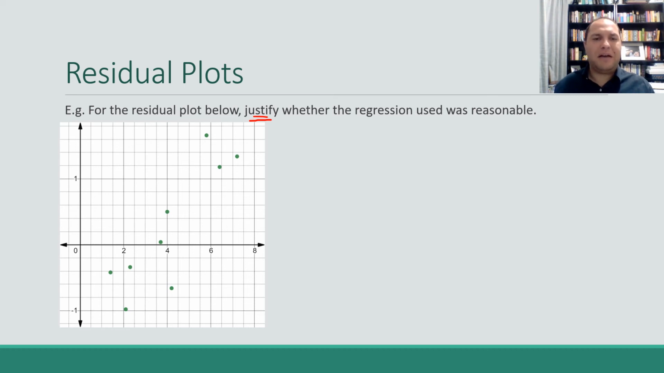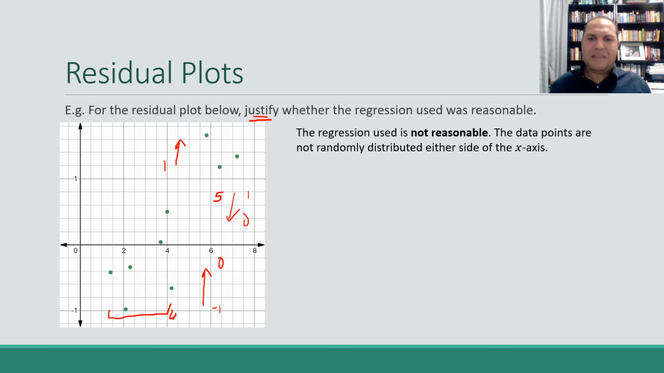So looking at our data sets here, I'm going to say it's not reasonable. We've got 4 data points below, and those ones are all between -1 and 0. Up on this side, we've got 5 data points. We've only got 2 that are between 1 and 0. We've got 3 data points that are greater than 1. So this regression is not reasonable to model this data because the data points are not randomly distributed.